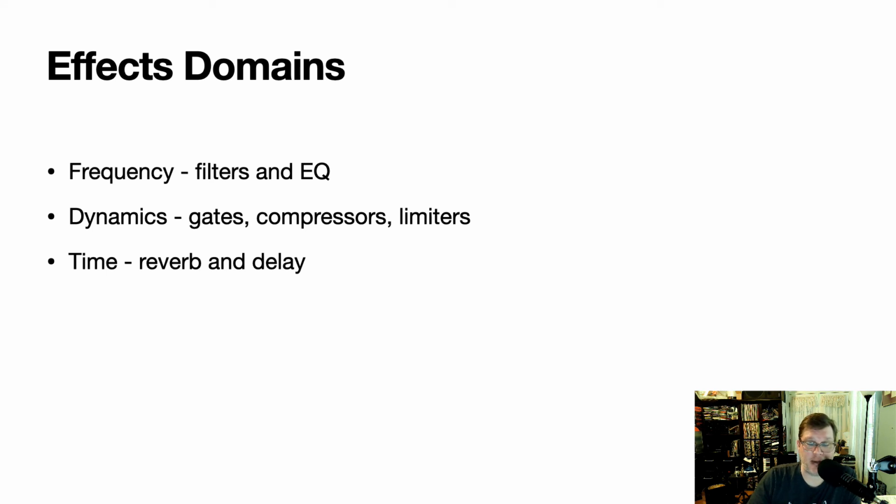And then the dynamics domain are effects that deal with the dynamic level of audio. So things like gates, compressors, limiters. Again, we'll go into each of those in more depth in a later video. And then the time domain, which is things that affect the time aspect of a signal. So things like reverb and delay.